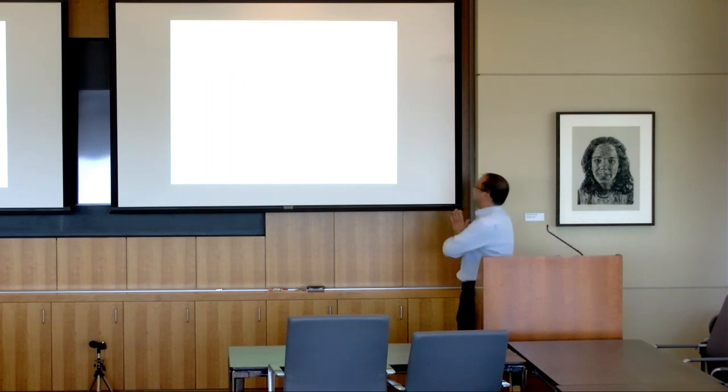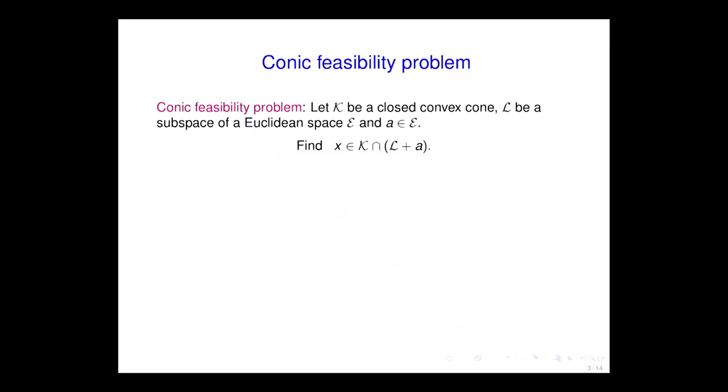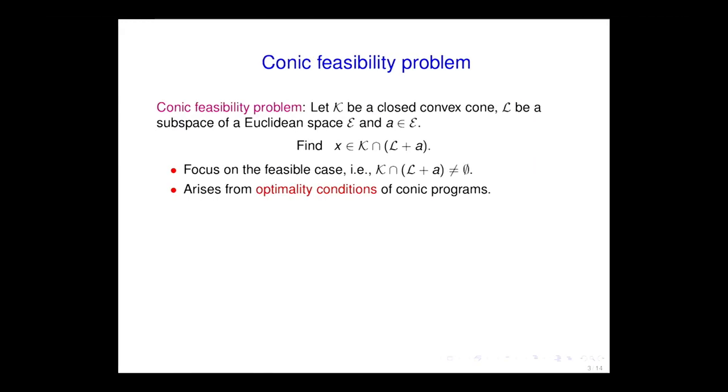Now, this is the real part. Our focus is the conic feasibility problem, which you can view as a special case of the conic optimization problem, but more or less they are equivalent to each other. So the problem of today is we would like to find an x that lies in the intersection of a closed convex cone and an affine set. Throughout this whole talk, I will represent the affine set as a shift vector plus a subspace. For simplicity, I will be focusing on the case where, by some other means, such as some dual condition, you know that the intersection is already non-empty. And we just want to find something in the intersection.